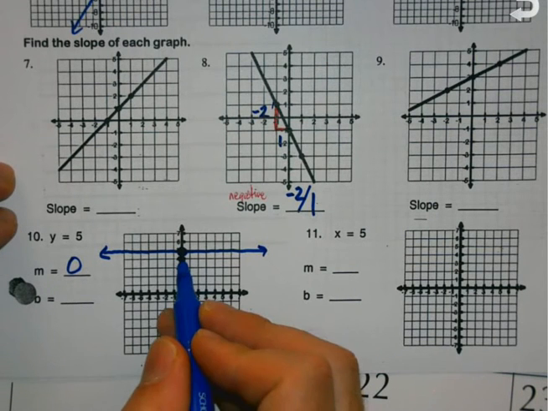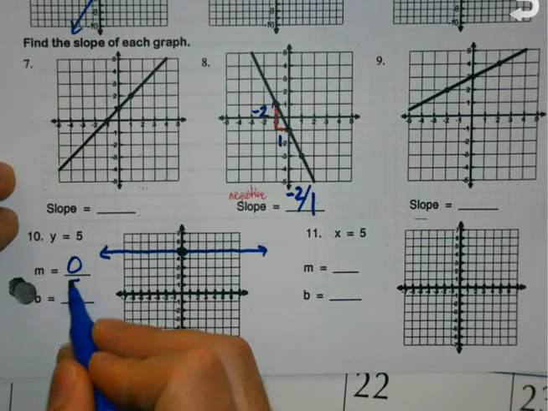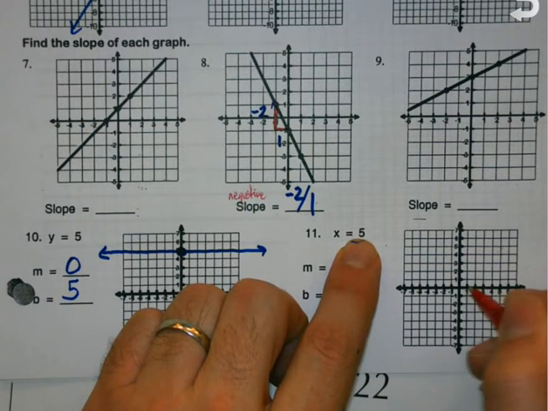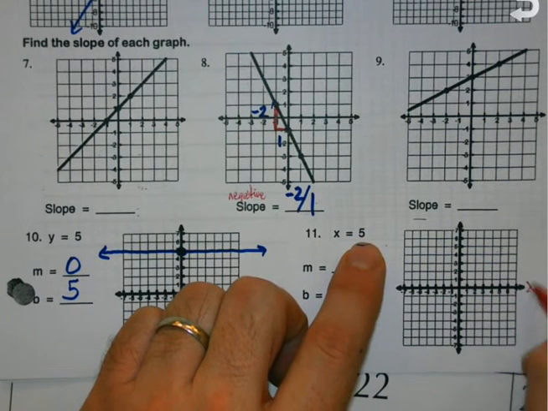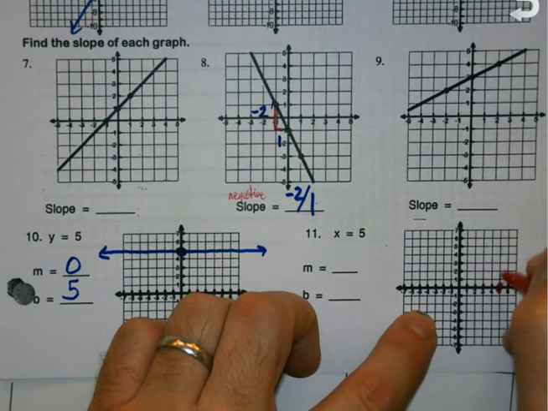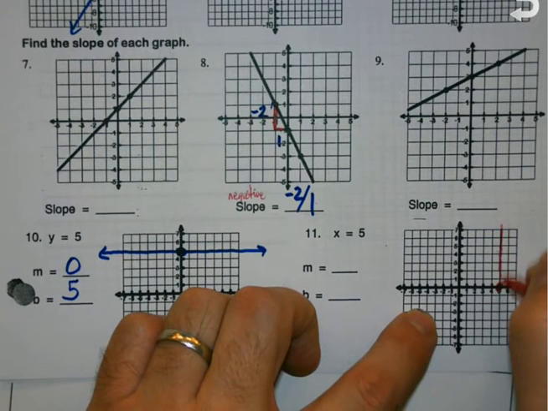What's my y-intercept? 5. Okay, it's just a number. Now when I get to the x, though, it's a little different. If I ask you horizontal and vertical, you know which one it is. If x is 5, because this is my x-axis, go to 5, put a big old dot, and I'm going to have a vertical line going through there.